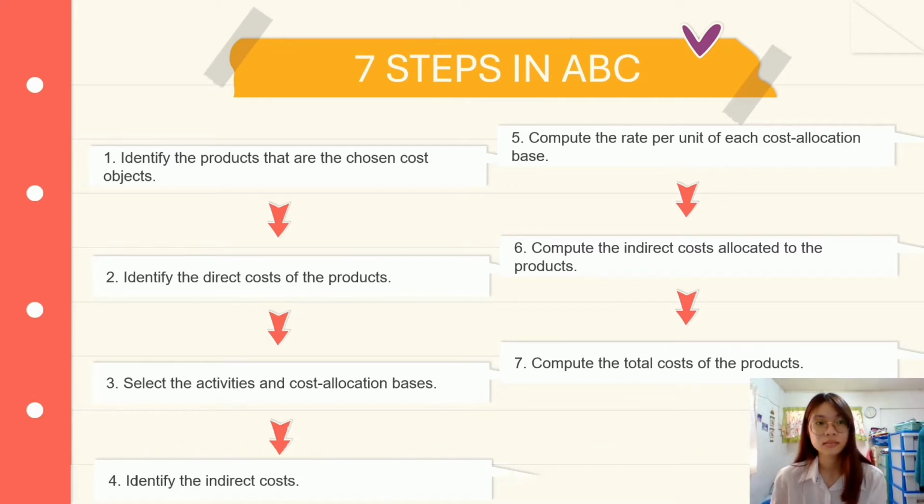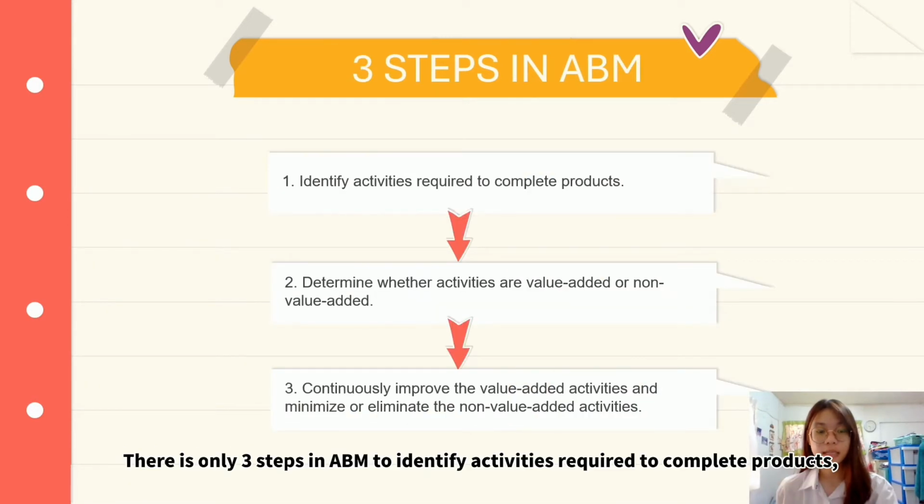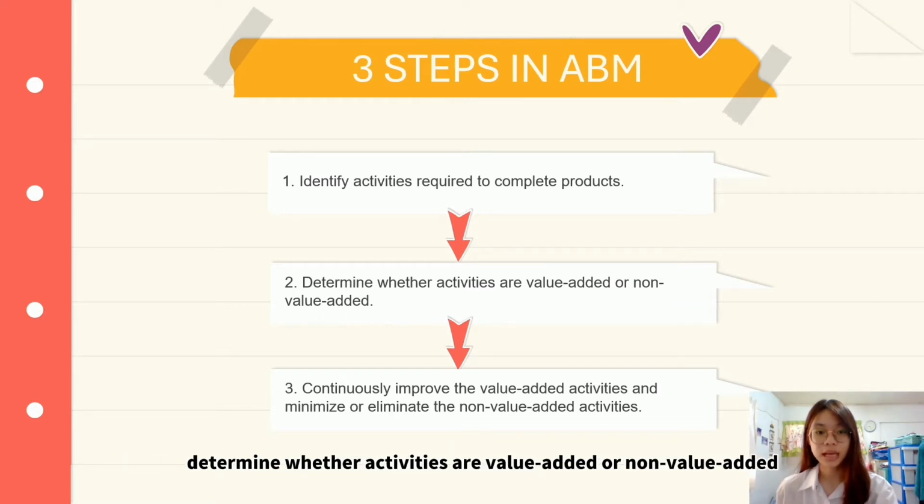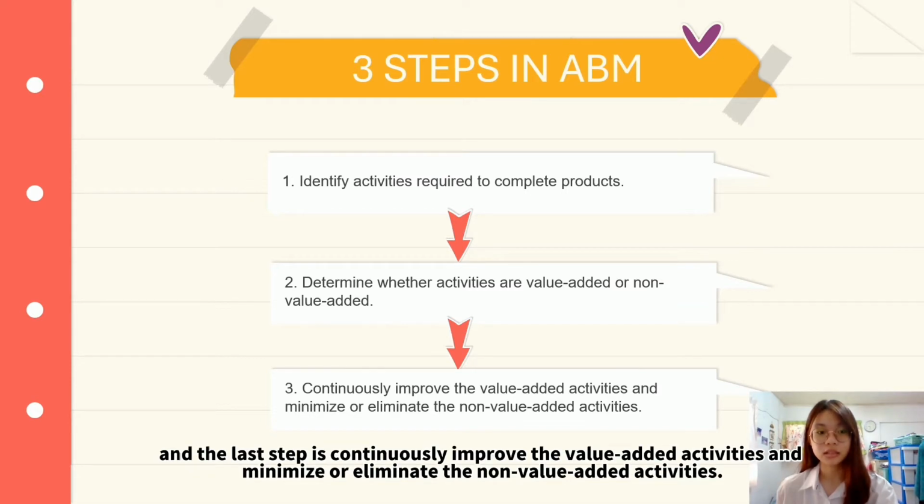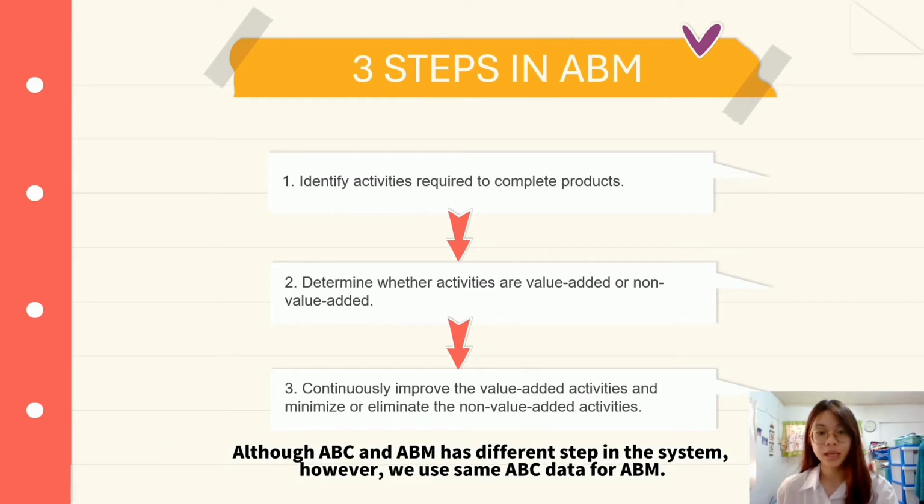There are only 3 steps in ABM: identify activities required to complete products, determine whether activities are value added or non-value added, and the last step is continuously improve the value added activities and minimize or eliminate the non-value added activities. Although ABC and ABM have different steps in the system, we use the same ABC data for ABM.